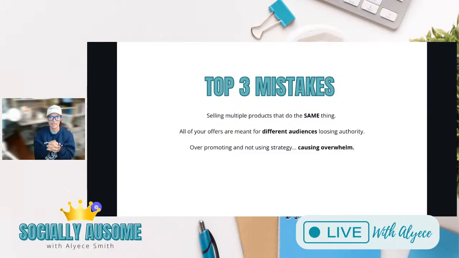Same thing with your content. All of your offers have to be for the same person. If they're meant for different people, different audiences, you're losing authority. How can you be an expert in everything? You can't. So you're losing authority because you're speaking to 8 different people, because you have 8 different offers meant for 8 different people.